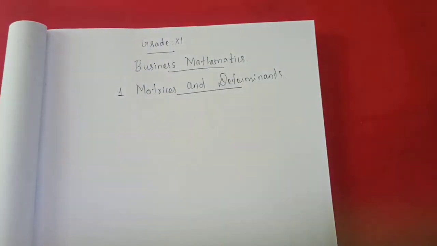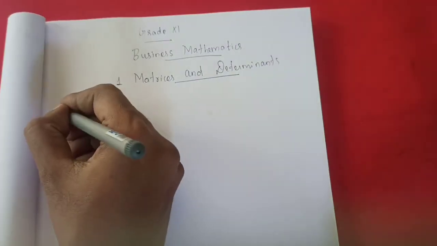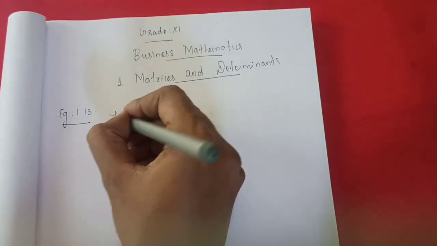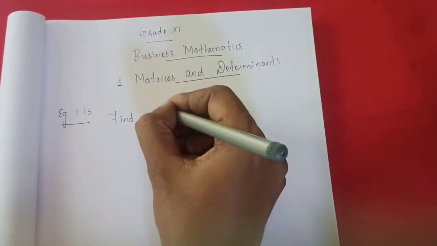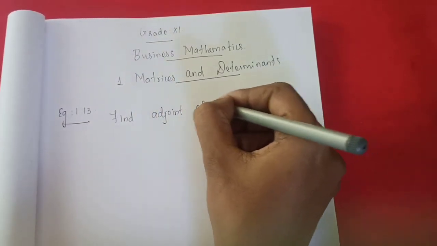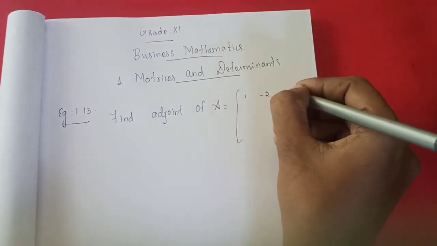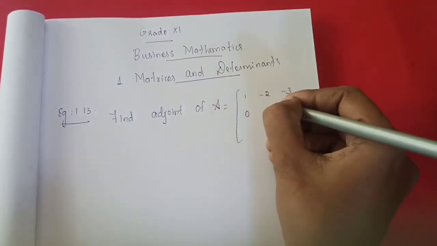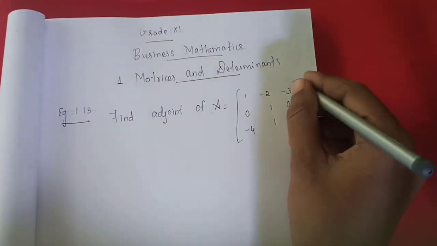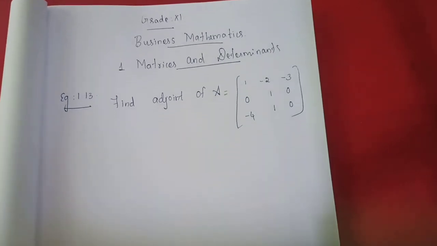Example 1.13. This one is a 3 by 3 matrix. Find adjoint of A, where A is the matrix with rows 1, minus 2, minus 3; 0, 1, 0; minus 4, 1, 0. Okay, you need to find the adjoint of this matrix.